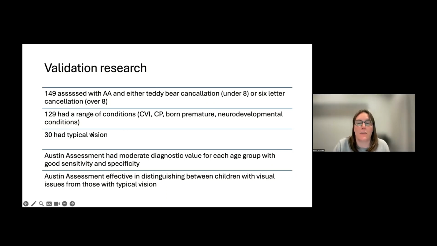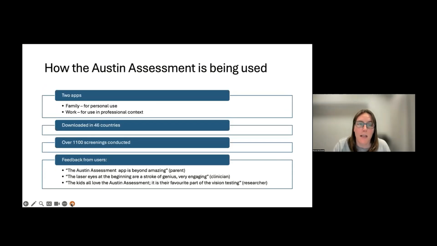And then I also did the final validation research, where I assessed 149 children with the Austin assessment and an already validated visual search tool, the teddy bear test for the young children or the cancellation test for the older children. 129 of these children had conditions such as CVI, cerebral palsy, or being born premature, and 30 children had typical vision. This research showed that the Austin assessment had moderate diagnostic value for each age group, with good sensitivity and specificity. It showed that it was effective at distinguishing children with visual issues from those with typical vision.